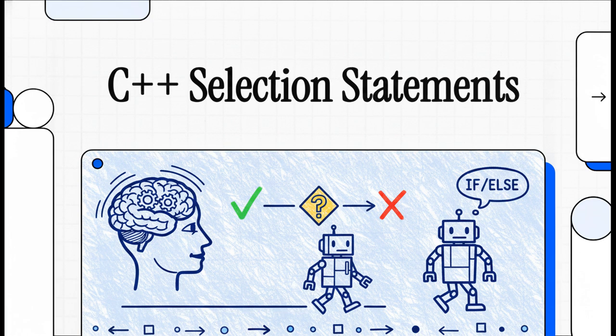You know, I always like to think of selection statements as the actual brain of your programming. Without them, your code is basically just a mindless robot, right? It just walks in a straight line, completely unable to react to its environment. But when you add selection statements, suddenly your code can think. It can adapt. It can actually make decisions based on dynamic inputs from the user.